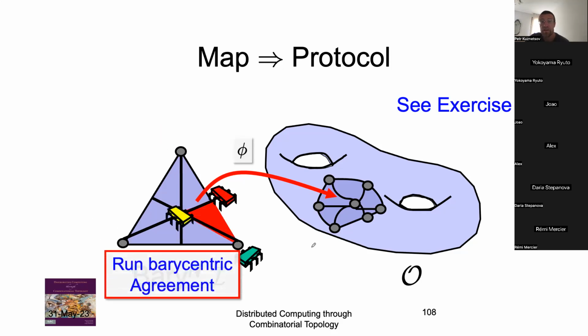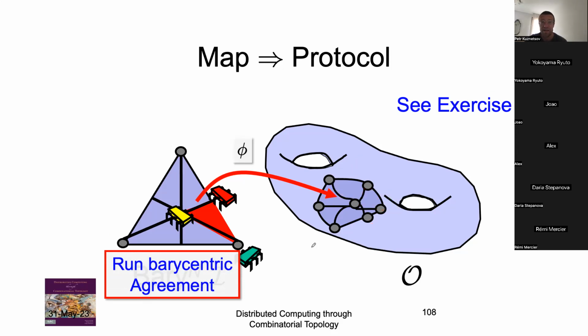You run barycentric subdivision, you get a simplex in the barycentric subdivision, you map it using phi. Yeah. And this is the output we're doing. Why is it good? Why would we solve the task? Because the simplicial approximation preserves the properties of the original continuous map.